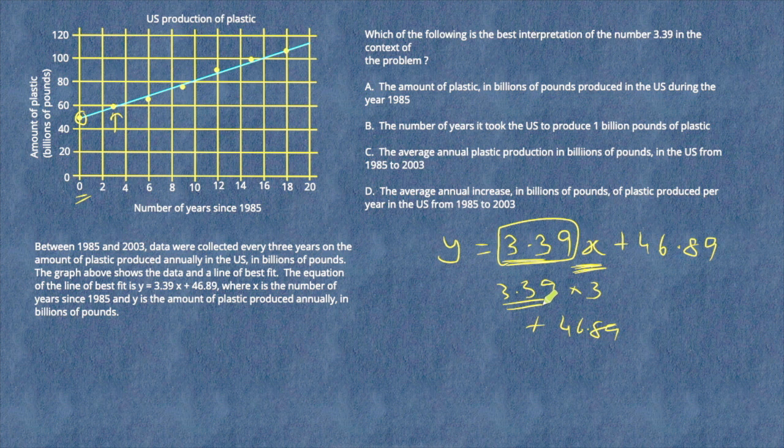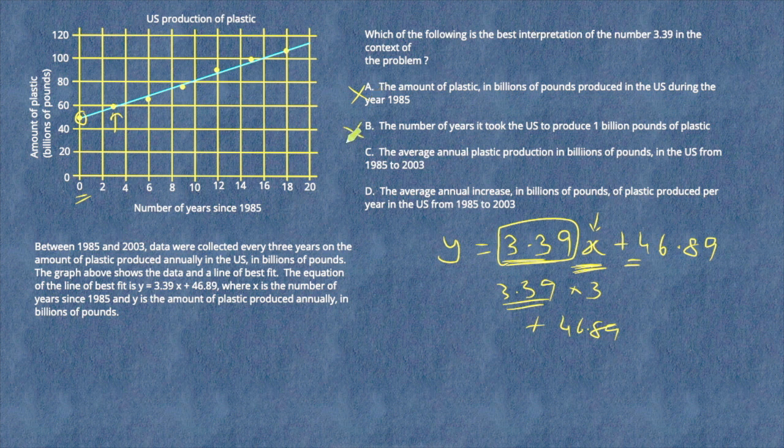A. The amount of plastic in billions of pounds produced in the US during the year 1985. That we clearly said when x is 0, it produced 46 point something. So A is not the answer. B. The number of years it took the US to produce 1 billion pounds of plastic. Now already they are producing 46 billion pounds in 1985 itself. So that doesn't make sense.